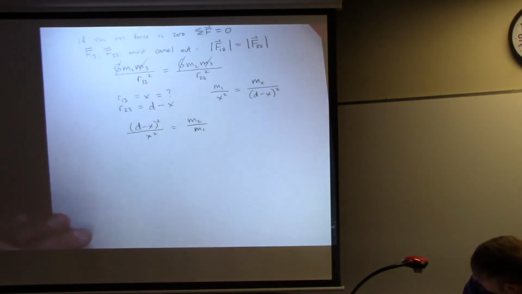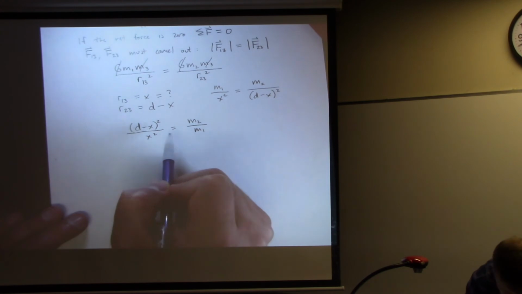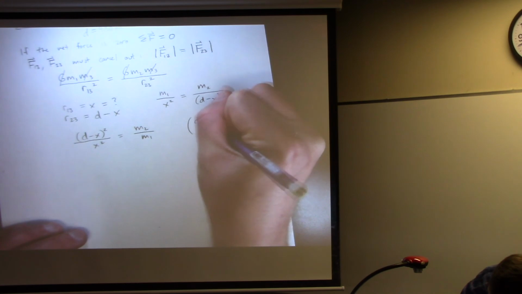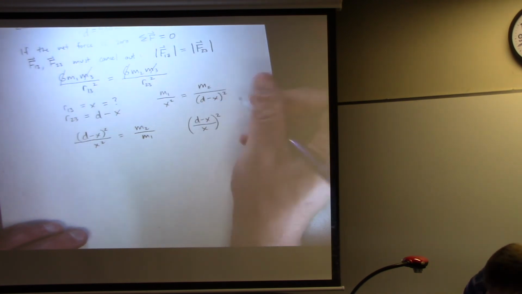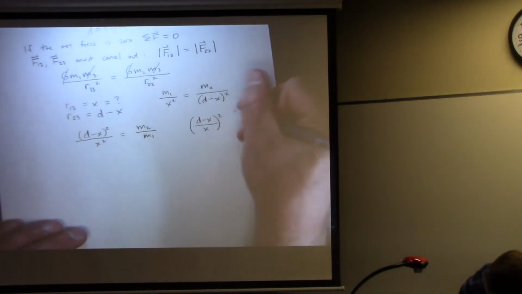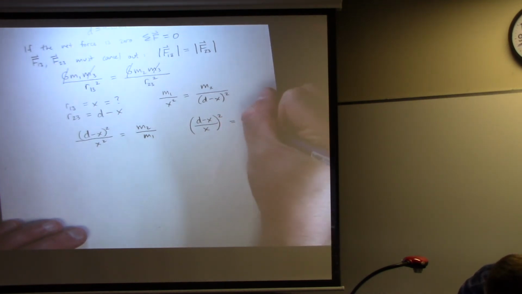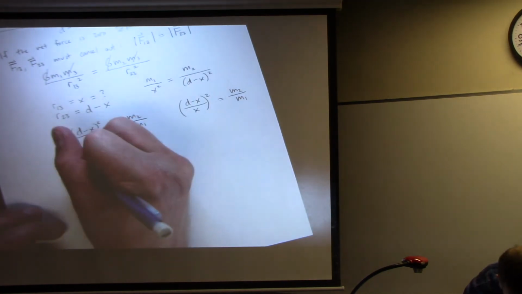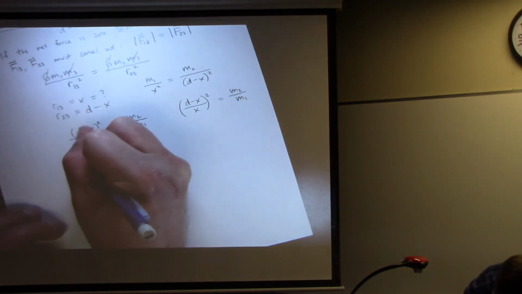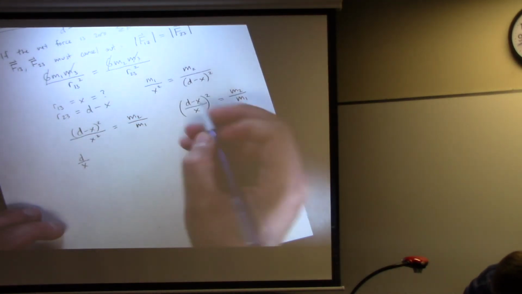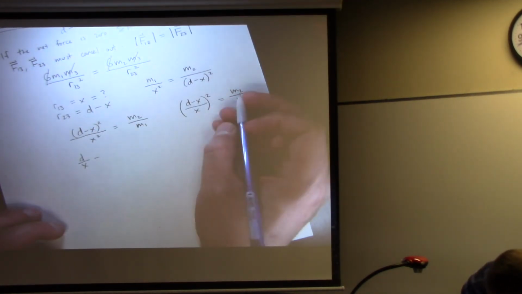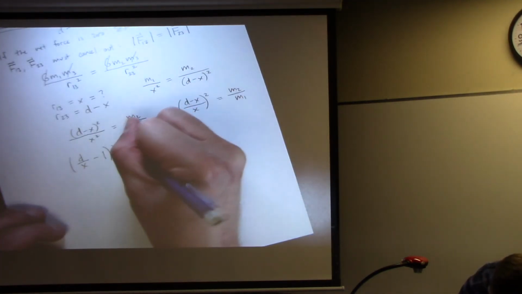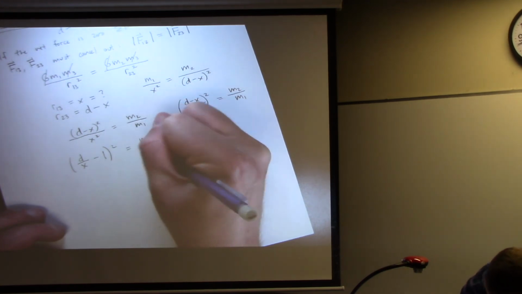So what I'm going to get is d minus x squared over x squared equals m2 over m1. And so I can think of this as d minus x over x quantity squared, because I'm just squaring the top and bottom. That equals m2 over m1. So let's think about this. I have, in my first term, d divided by x. And my second term is minus x over x, which is just 1. That whole thing is being squared. And that whole thing is equal to m2 divided by m1.